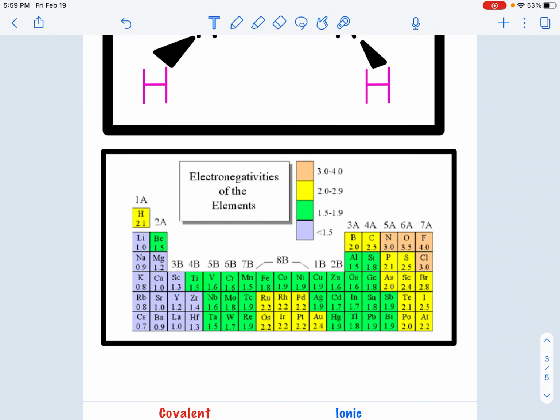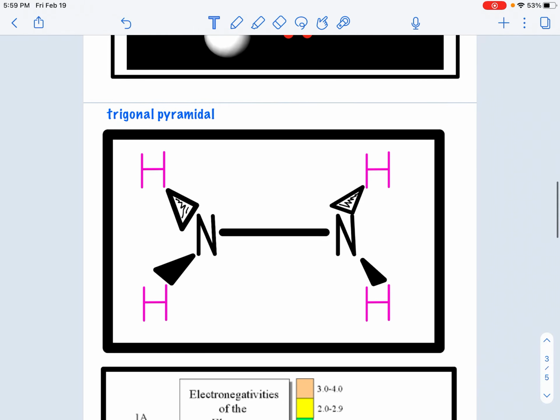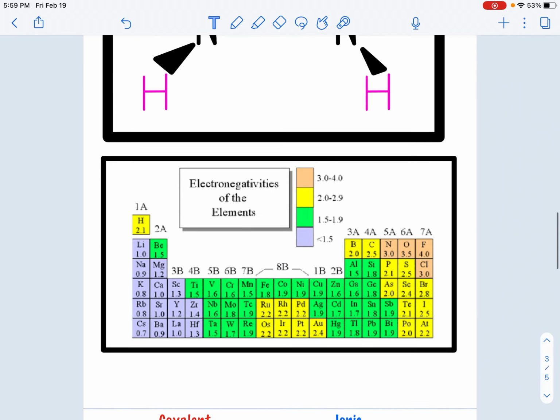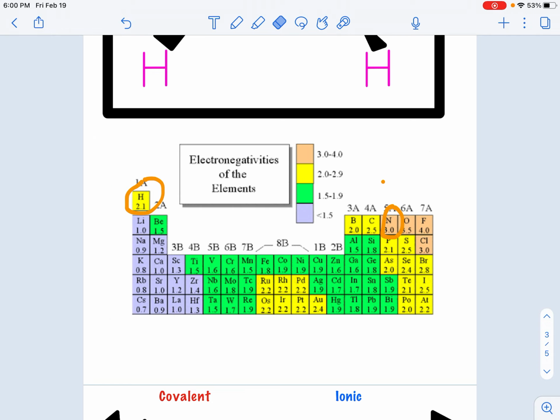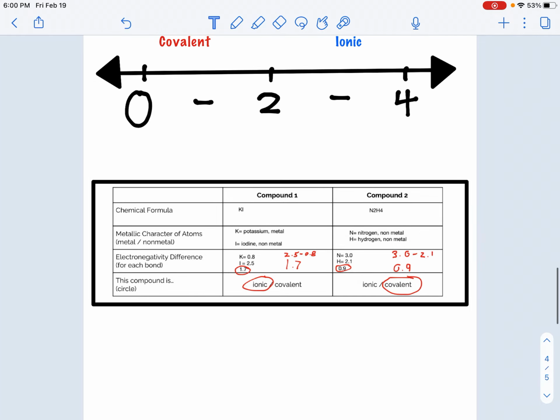I told you guys earlier, I don't think I did on this video, I'm not sure, that I was going to tell you how to get the electronegativity. So, for example, I will use my N2H3. N is nitrogen, which is over here, and hydrogen. As you can see, it's 2.1 and then 3.0. You would do this by subtracting the lower one from the greater one, so it would be 3.0 minus 2.1, and what you would get would be 0.9.